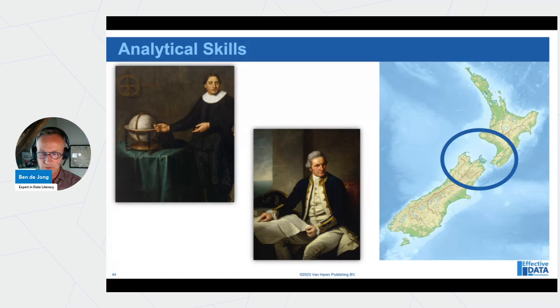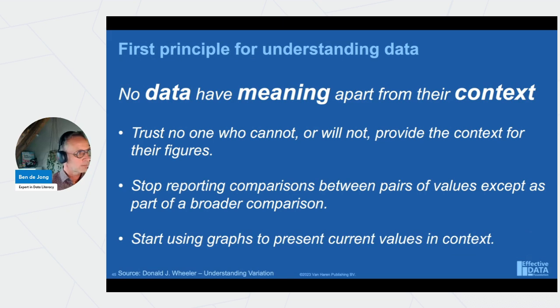And then you have your analysis done, your data, and what also will help is, of course, the power of our vision. We humans have a strong ability, and that is our vision, and it could help you not only to calculate a lot of stuff, but also to see patterns easily. So if you want to look further, there are some principles: data has no meaning apart from the context. Trust no one who cannot or will not provide the context of your figures, and stop reporting comparisons between pairs, but look for a broader comparison. Use graphs to present current values in context. That helps you get more clarity on what you're looking at.